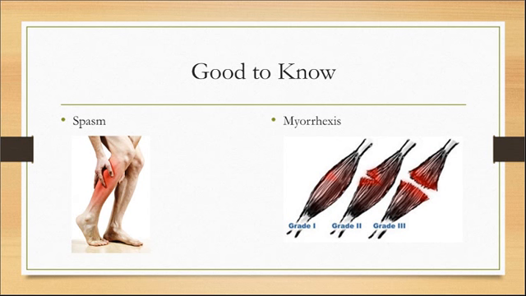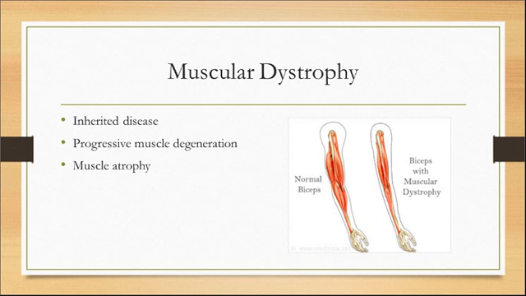Next, let's touch just briefly on muscular dystrophy. Muscular dystrophy is an inherited disease. It is a progressive muscle degeneration where the muscle actually atrophies. Here you can see a normal bicep on the left, and then you can see the bicep that has been affected by muscular dystrophy on the right.